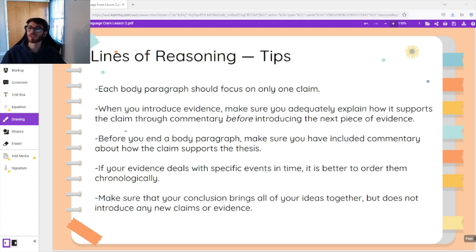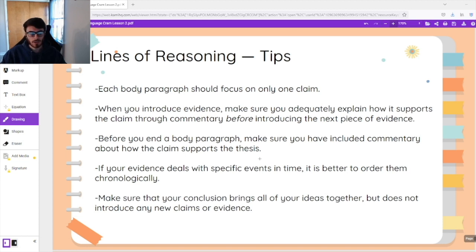However, if you're on the synthesis essay and you have sources, right, and one source is from the Civil War and another source is from World War II or something like that, you want to put them chronologically, right? Whatever happened first, you're going to present that evidence first. Whatever happened last, you're going to present that evidence last. It's not super common that this happens, but if you are dealing with specific events in time, specific time periods, put them in order.